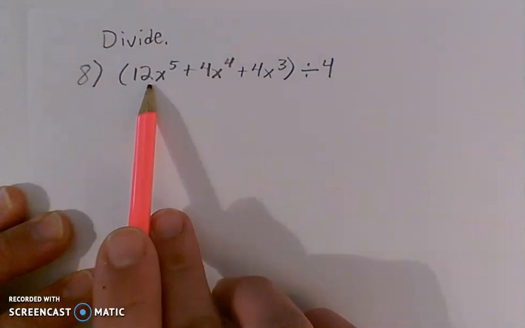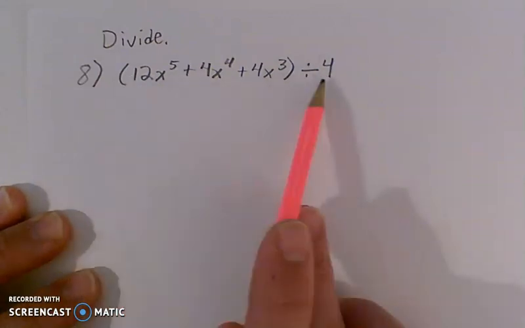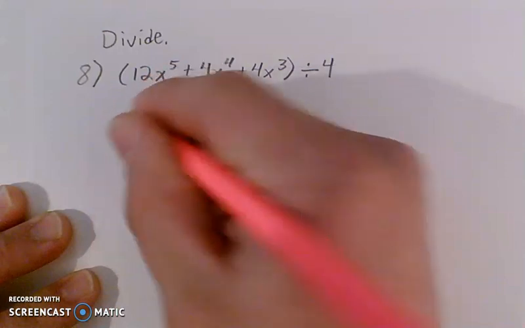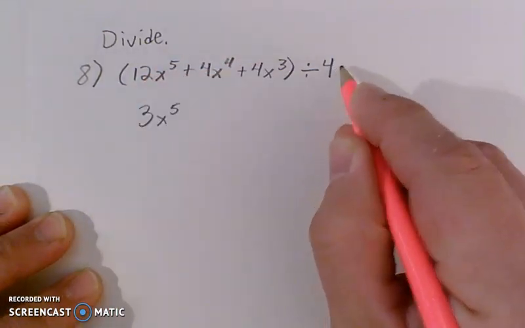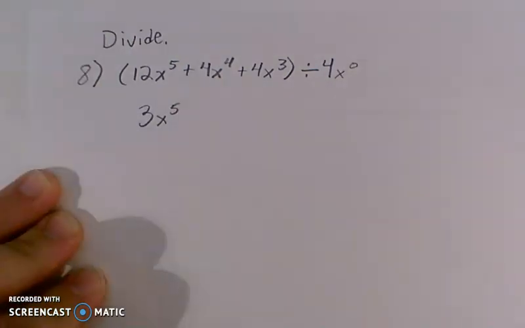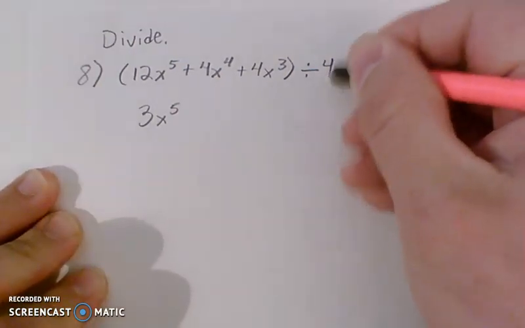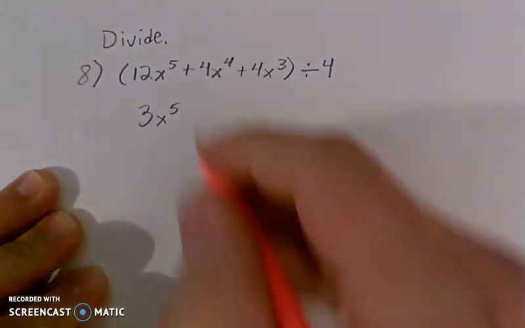So if I do 12x to the 5th divided by 4, 12 divided by 4 is going to be 3. And it'll still be x to the 5th, since it's getting divided by x to the 0 right here, which I could write in if I wanted to. And I'm not subtracting anything from that exponent.